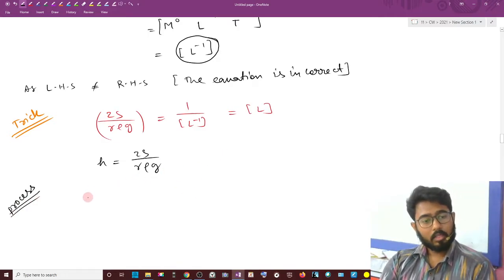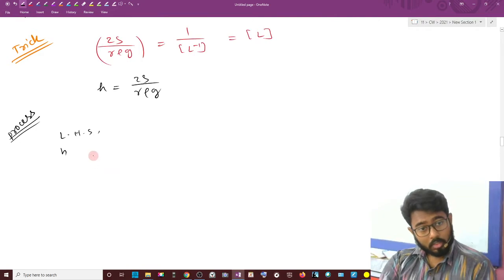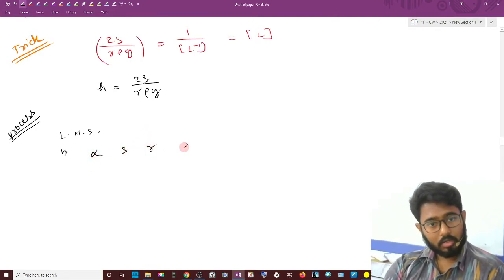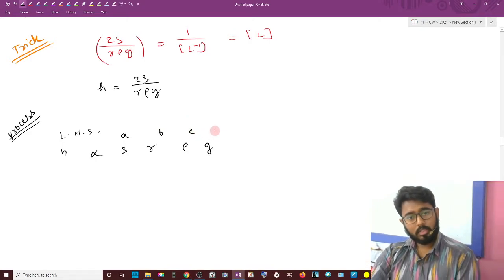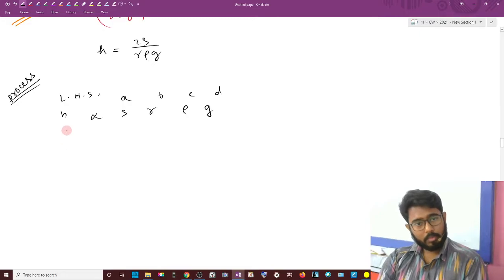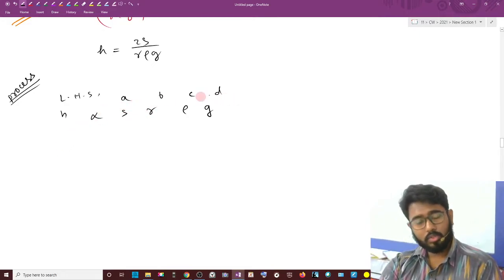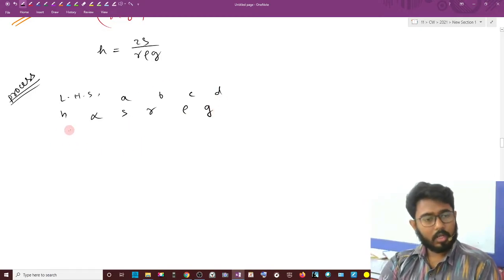See, on the left hand side we have H. Now H is proportional to S, R, rho and G. Let us take S to the power A, R to the power B, rho to the power C, G to the power D. Okay, now what will be H? See, there are 4 unknowns, so it is very difficult to find 4 unknowns from 3 known quantities. Anyways, we will try it in this way.